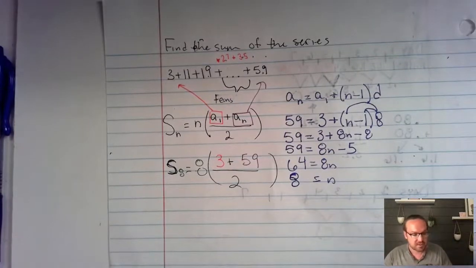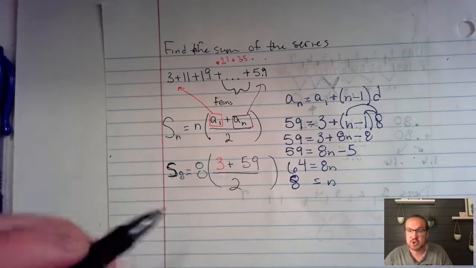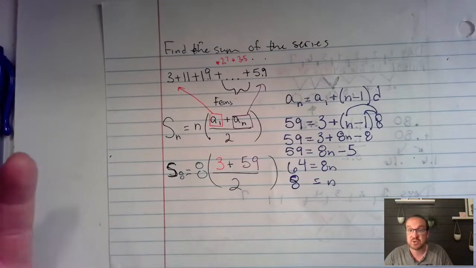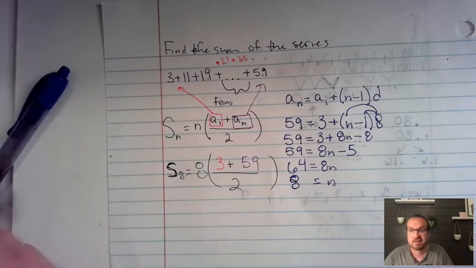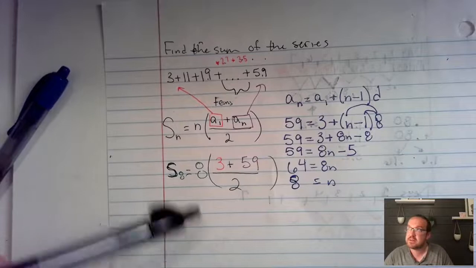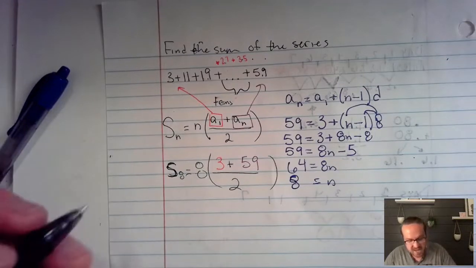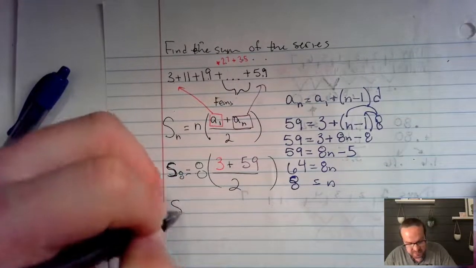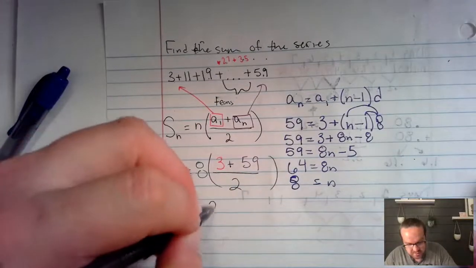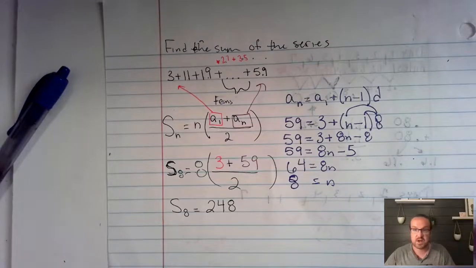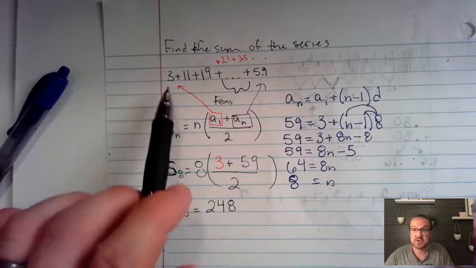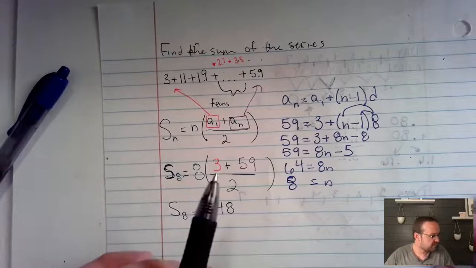So, let's see if we can simplify this out. 33 and 59 make 62. 62 divided by 2 is 31. 31 times 8 is 248. So the sum of the first 8 terms is 248. That's the way to do it. You could, again, list out all the terms and see what happens from there.